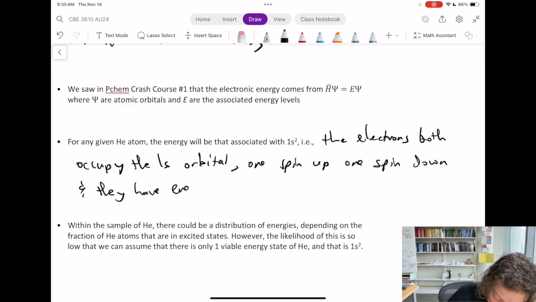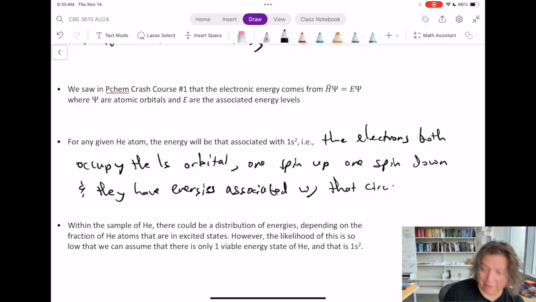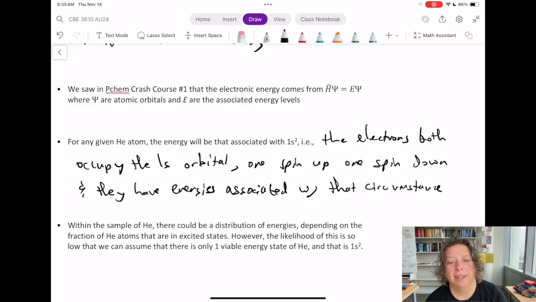They have energies associated with that circumstance. And I can tell you that, and that probably makes sense, to get to the math on that, to jump from the math from hydrogen to helium. There is so much of it. This is why I want to ignore that.